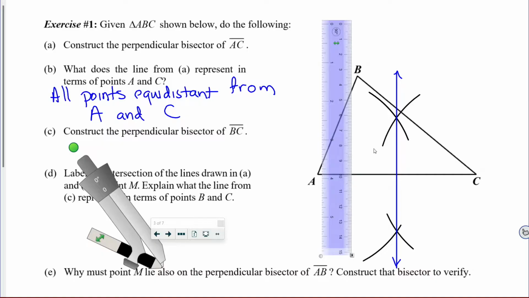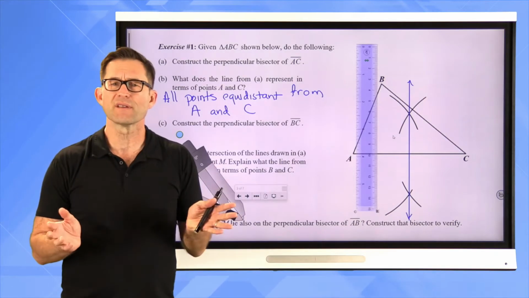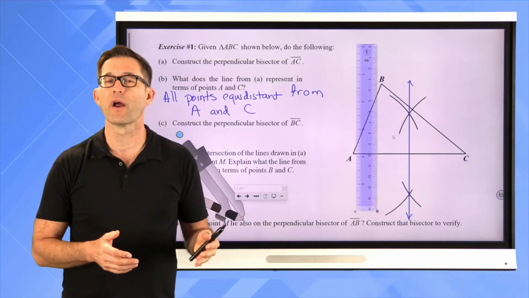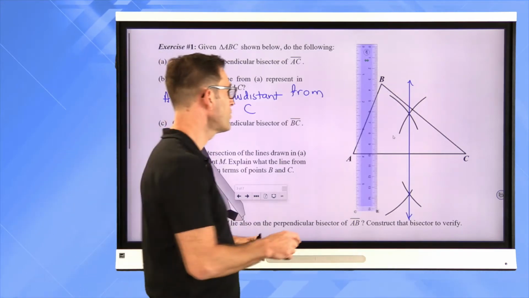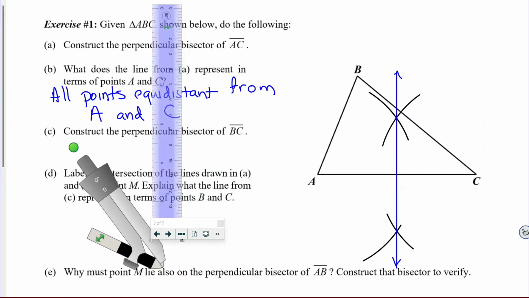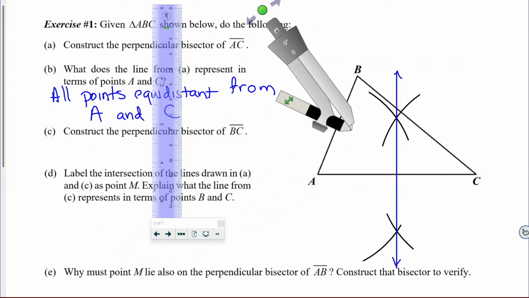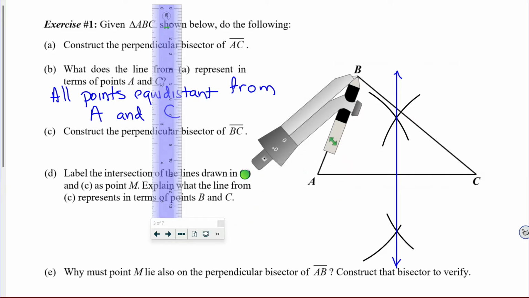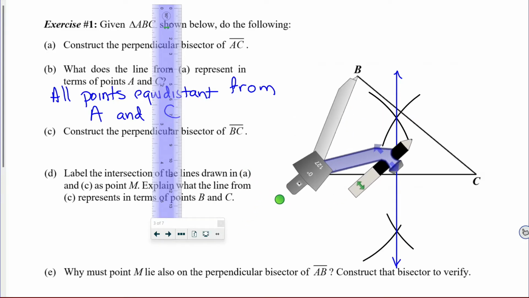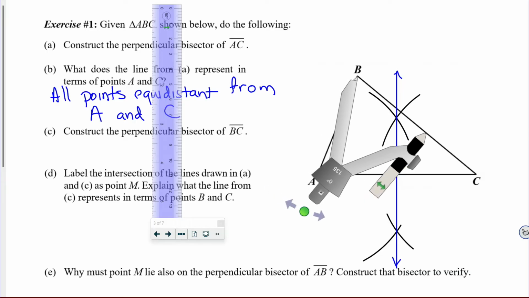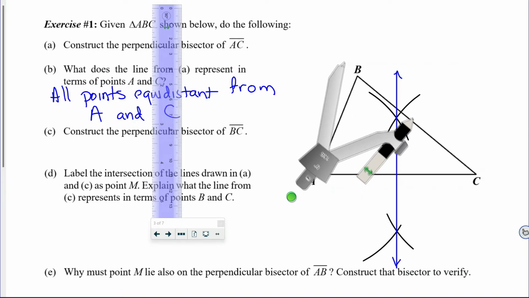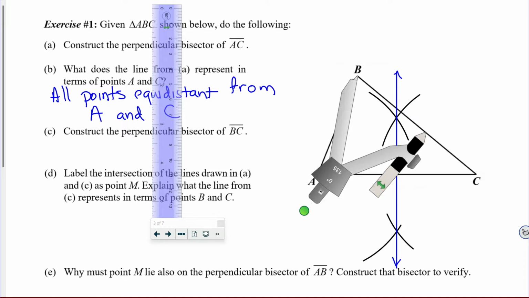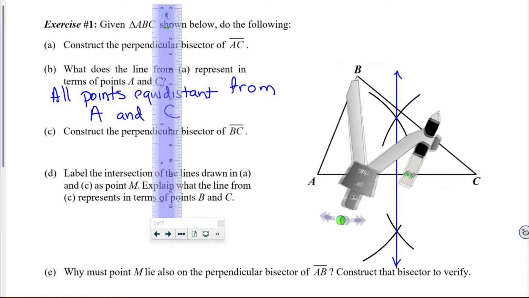Letter C, construct the perpendicular bisector of segment BC. All right, well, since again, this is a very important construction for everything that we do today, let's do it again together. All right, so I'm going to bring this thing up. Again, I'm going to do the perpendicular bisector of segment BC. So I'm going to put the pointy end of my compass at either B or C. I need to make the length of my compass's radius more than half the length of BC.